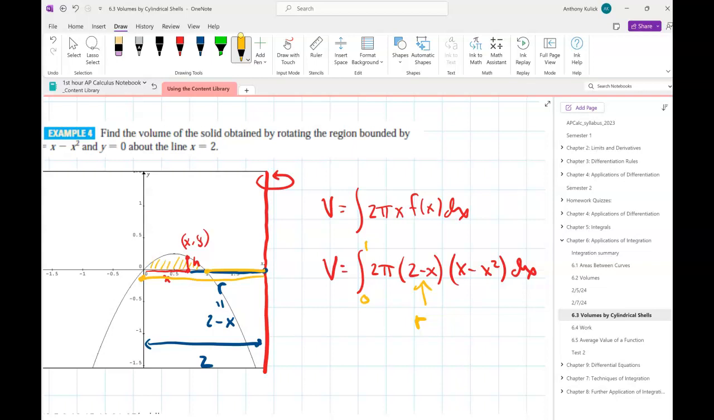Remember, this is the radius here. Remember, that piece is the radius. If the biggest it can be is 2 and the smallest it can be is 1, then x has to go from 0 to 1. Why is this supposed to be 1? Well, because there's no more shading, right?